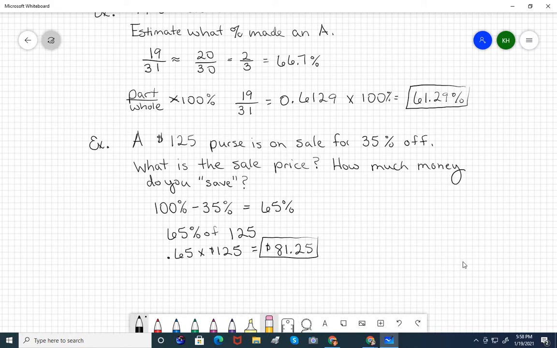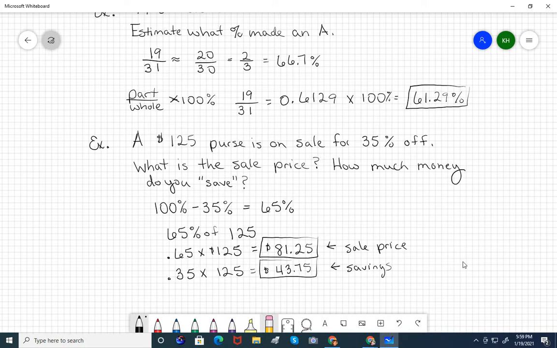The other approach would be to calculate how much money you saved first. To do that, if I want to calculate how much money I save, I'm going to save 35%. I do 0.35 times 125. I'm going to save $43.75. So this is the sale price. This is the savings.